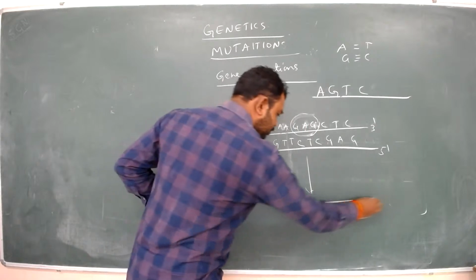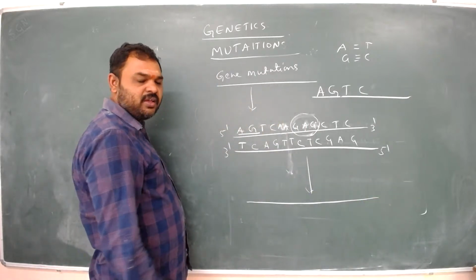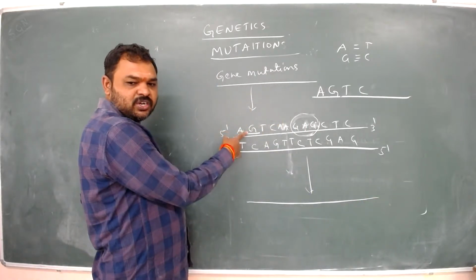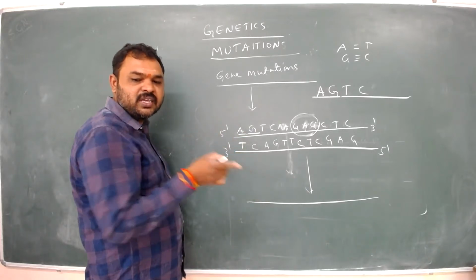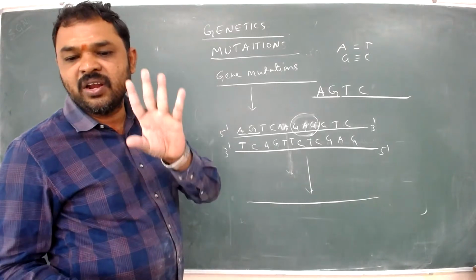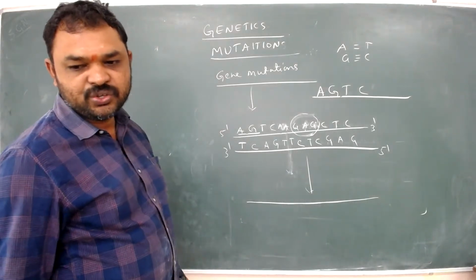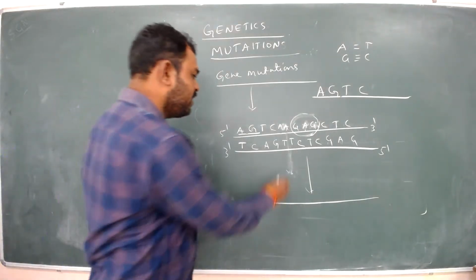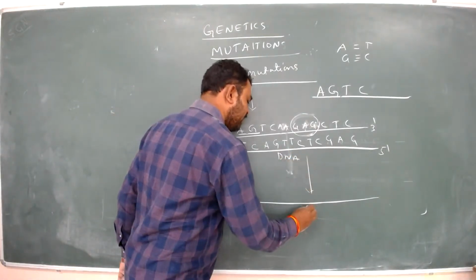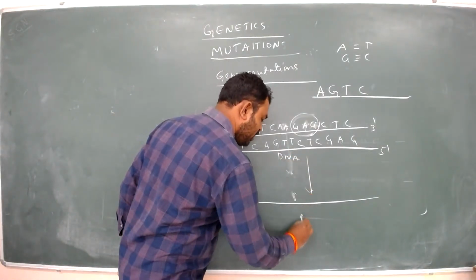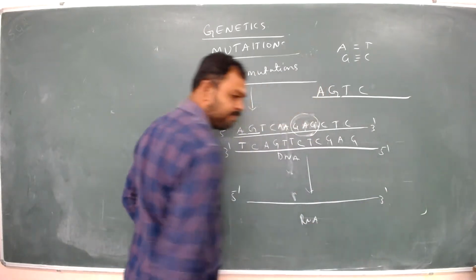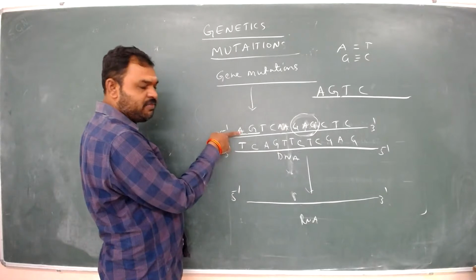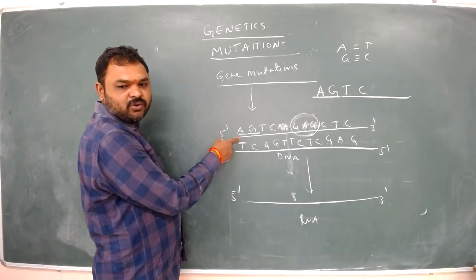Whenever you are going to produce RNA, the sequence in the coding strand is the sequence that will come. But wherever T is present, instead of T, what will come? Uracil will come. That is the only difference. This is a DNA. During transcription, what is formed here? RNA. What is the polarity of RNA? 5' to 3'. This is the same sequence as the coding strand.